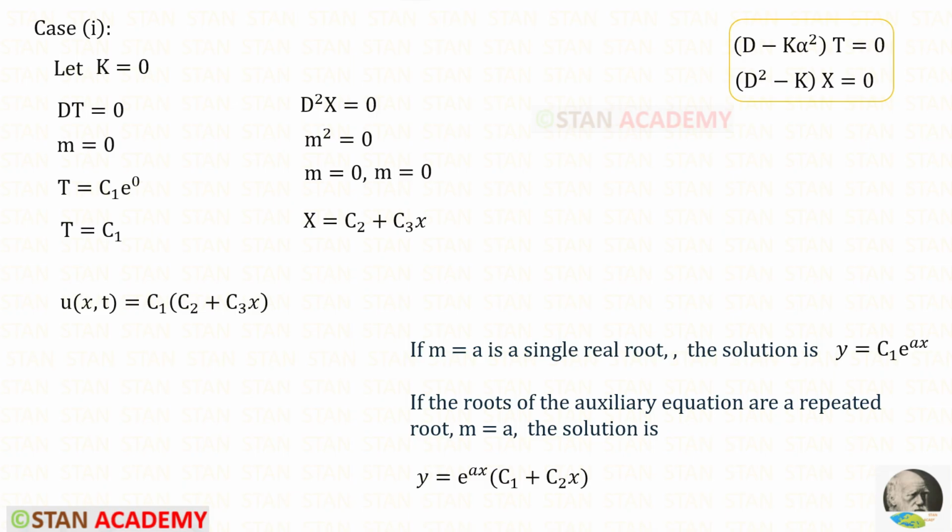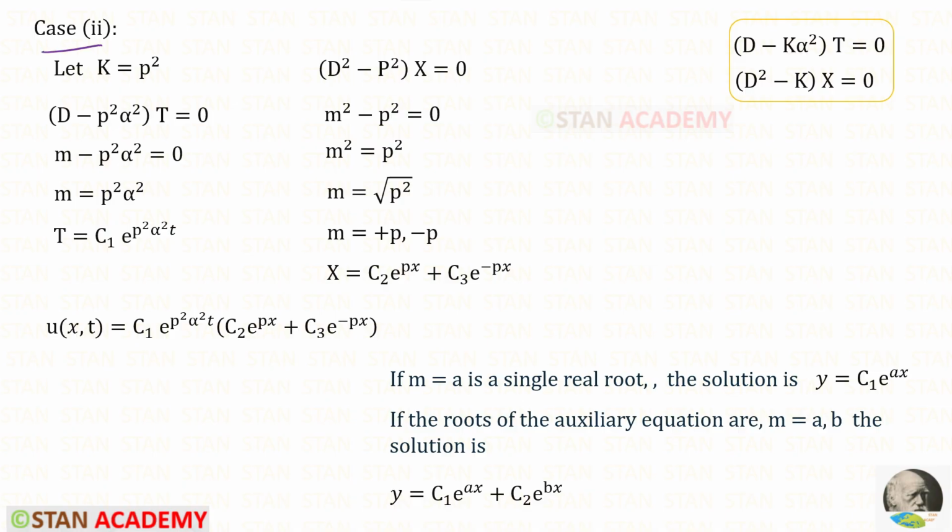To find u of x comma t, we have to multiply these two so that we will get this. Now let us see case 2. In this one, k will be positive. For k, we have to apply p square. First, let us take this equation. For k, let us apply p square.